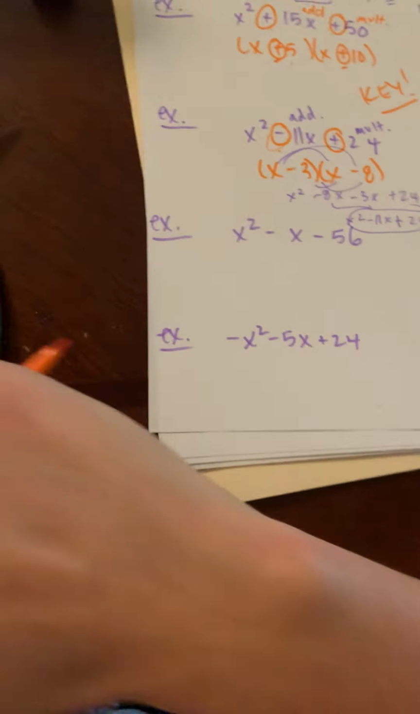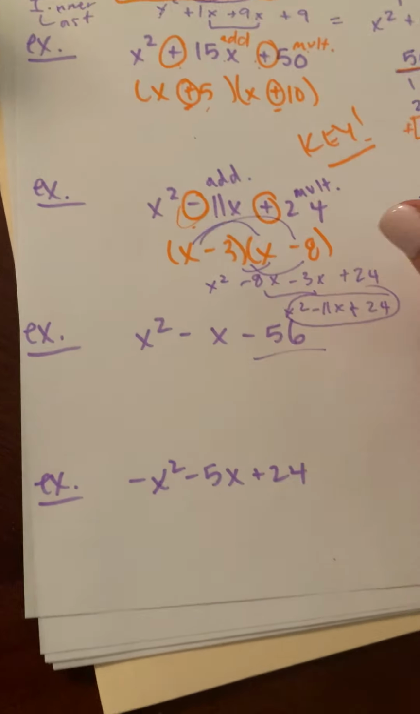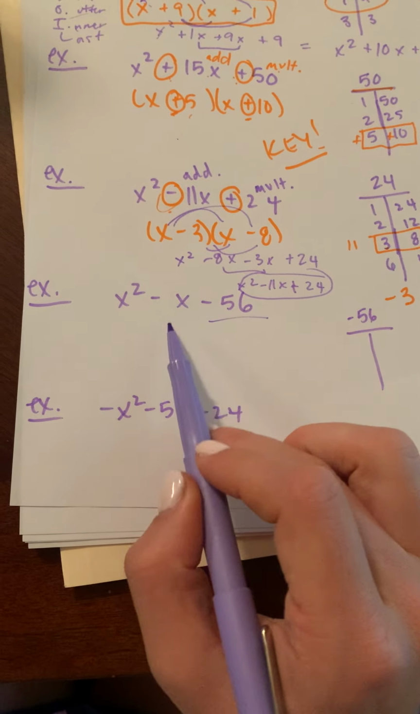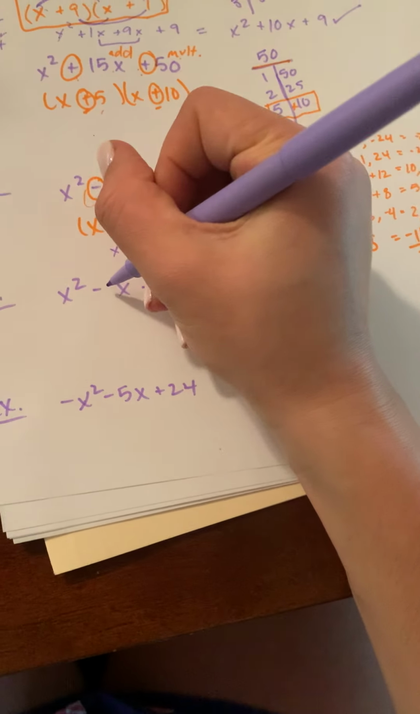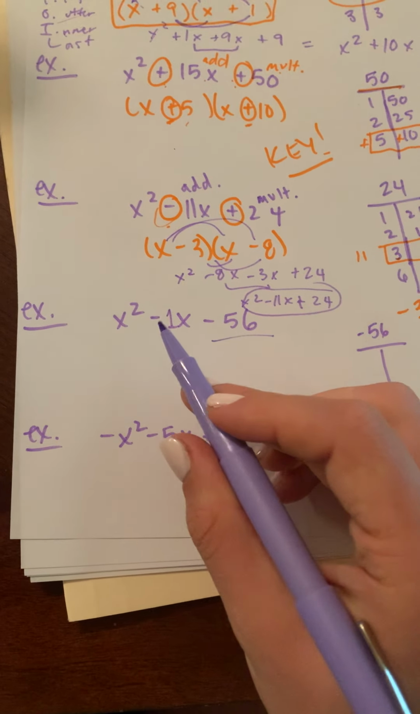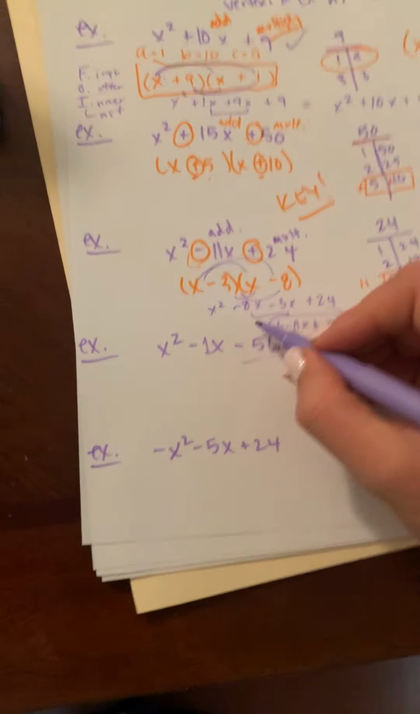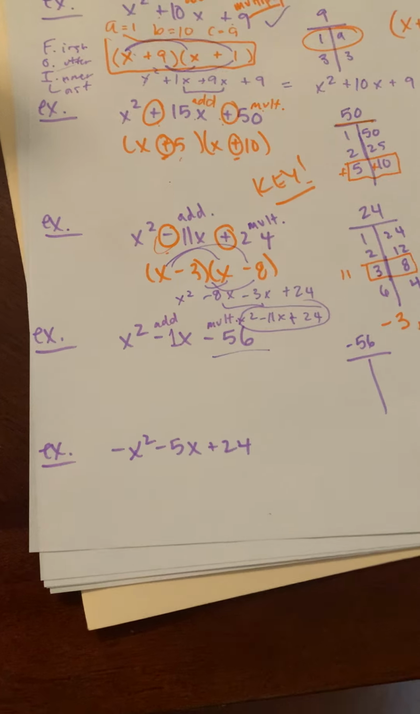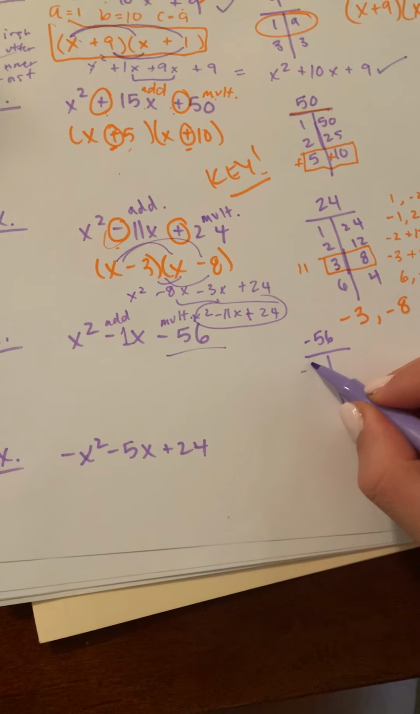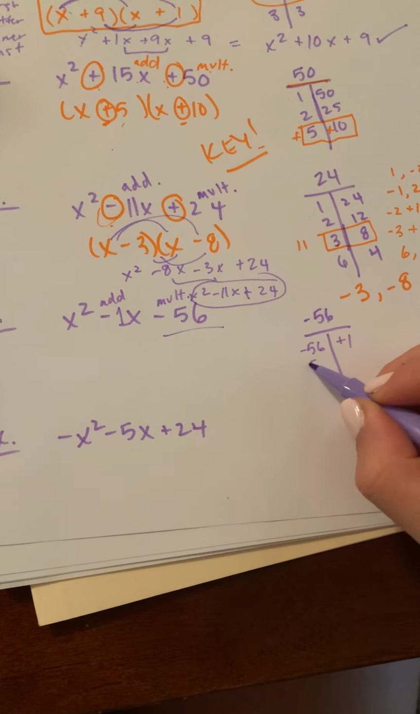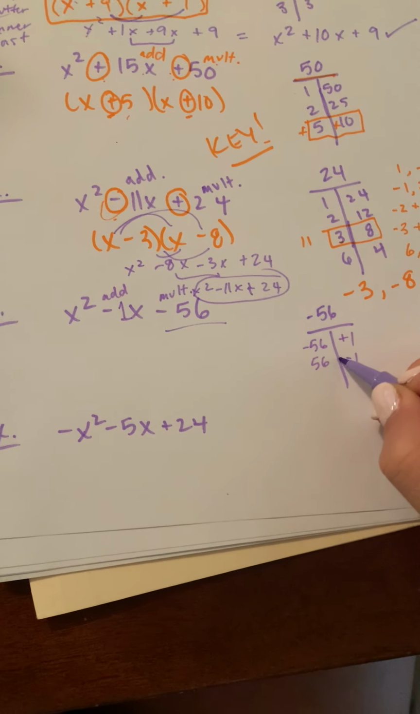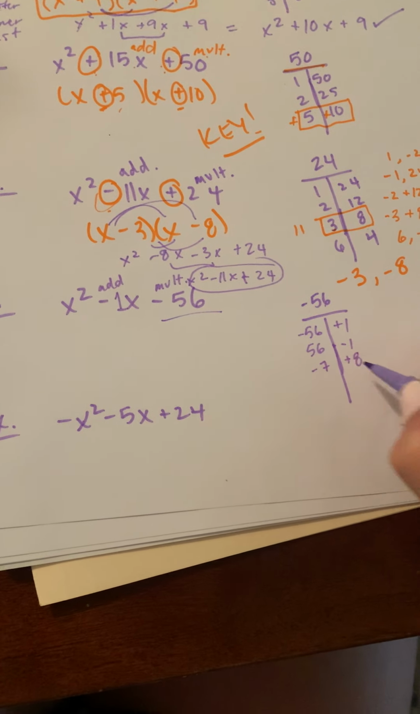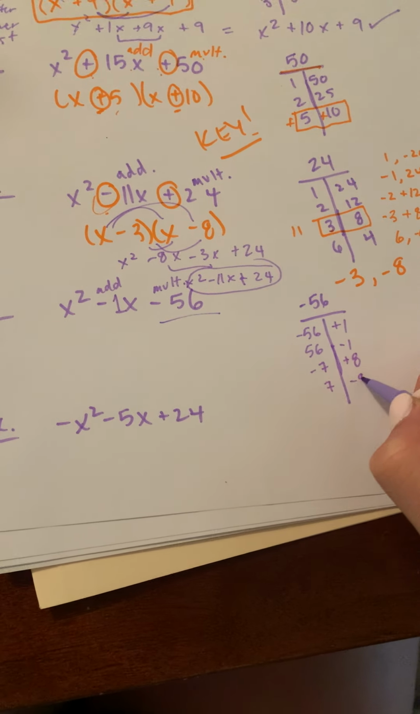Okay, let's do another one. So we want to multiply up to negative 56 and add up to minus 1. So multiplying up to minus 56, you could have minus 56 and plus 1. You could have 56 and minus 1. You could have, check this out, minus 7 plus 8, or 7 and minus 8.